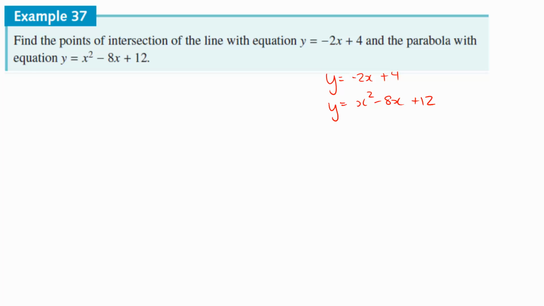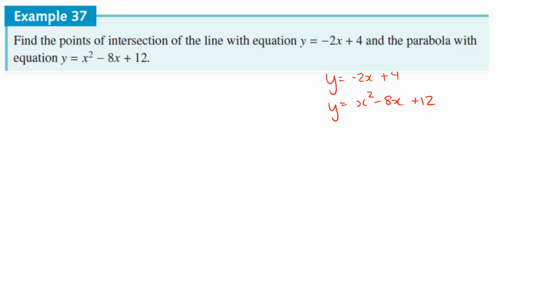At the point of intersection, we know they have to have the same x, y coordinates. Now conveniently, this tells me the y coordinate is equal to negative 2x plus 4. This tells me the y coordinate is x squared minus 8x plus 12. So if they have the same y coordinate at the intersection, you can say this coordinate must equal that coordinate. So y must equal y. If y equals y, then x squared minus 8x plus 12 must be the same as negative 2x plus 4.